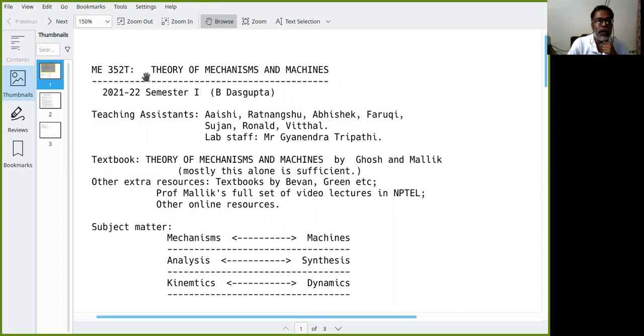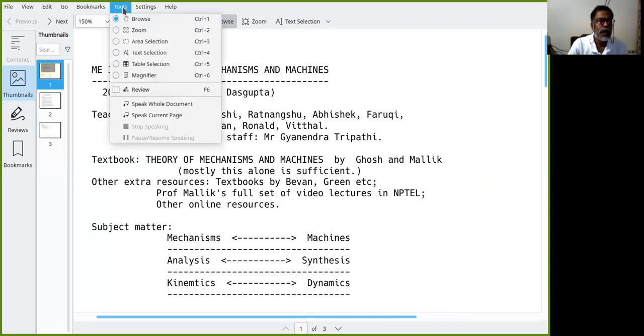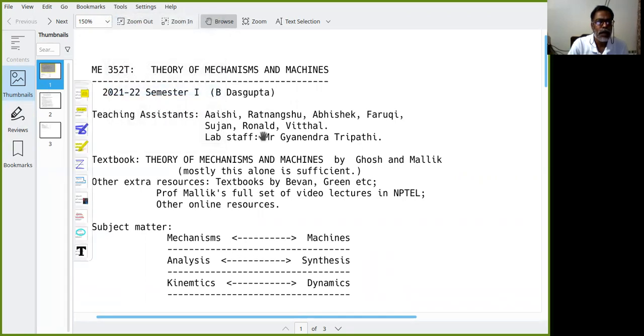Now, the course is Theory of Machines and Mechanisms and Machines. And these are the teaching assistants. And since there is a lab component in the course, an important figure for the course is also the lab staff. Okay. So the lab staff is Mr. Tripathi, who will have a bigger role this time because the course is online.